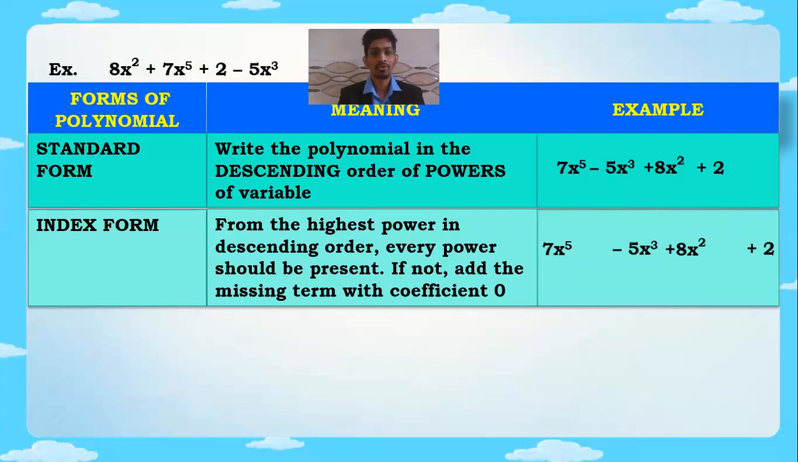Each and every power should be present. If not, अगर कोई भी power missing है, so we need to introduce that with the help of coefficient 0. The students, if you observe over here, we are having the highest power as 7x raised to 5, right? 7x raised to 5 हम लोग यहाँ पे available है, ठीक है?